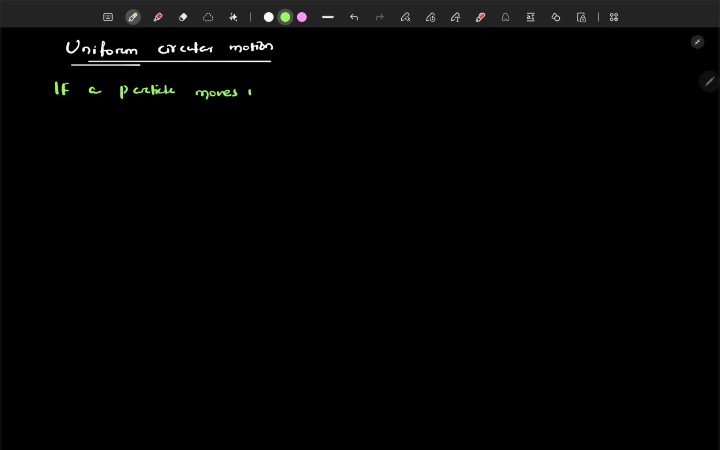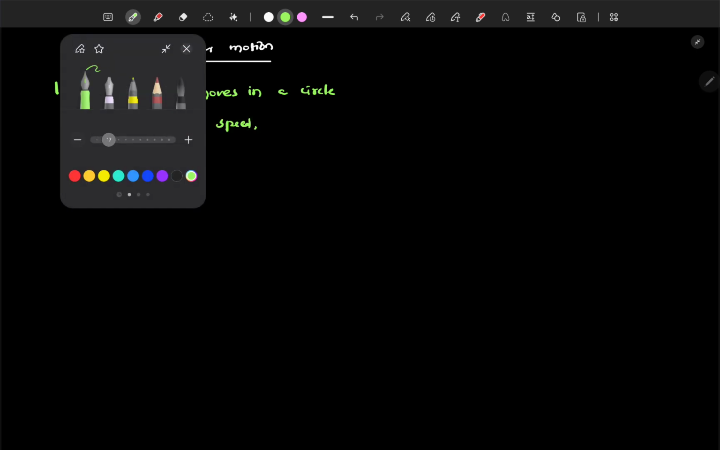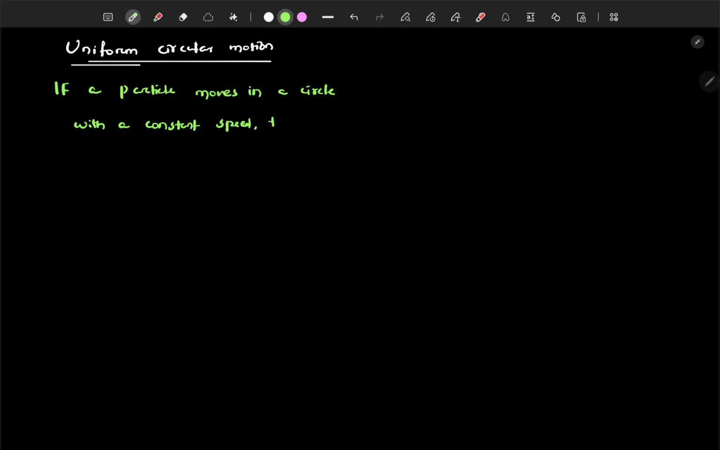So in uniform circular motion, we can write: if a particle moves in a circle with a constant speed, then the motion is said to be UCM, uniform circular motion. Always remember, UCM is also called an accelerated motion.